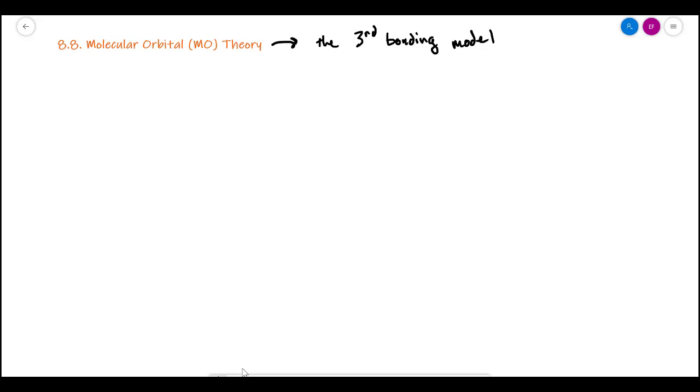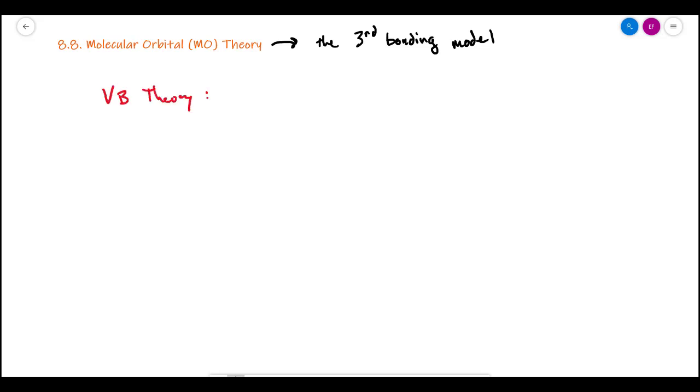I should restate that models are just humans' attempt at rationalizing the physical world that they measure. So all three of those models are valid. None of them are fact. They're just ways that we, with the little we know about science, build our own understanding of how these things work. And so we have valence bond model, we'll call that VB theory.